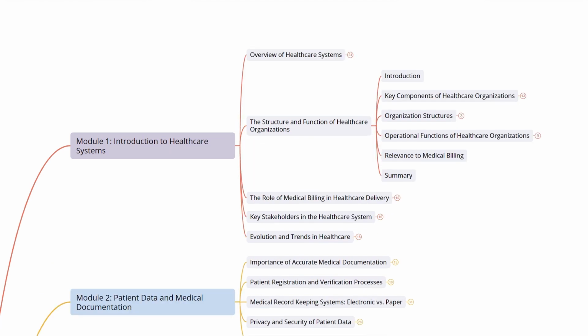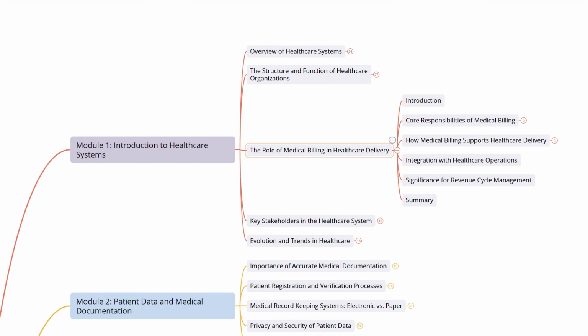Next, the structure and function of healthcare organizations. Healthcare organizations range from single physician practices to sprawling multi-specialty hospitals. This section examines organizational hierarchies, management processes, operational workflows, and the way these structures influence billing procedures and revenue flow.